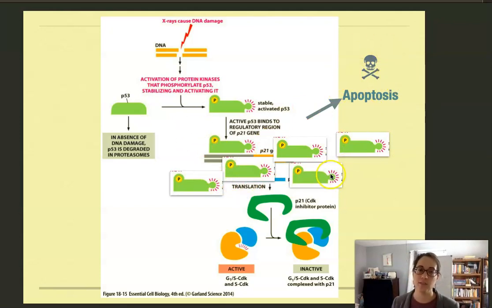And so these genes are really important in the prevention of cancer because it stops cells with damaged DNA from replicating, either through fixing the DNA or through causing them to enter apoptosis.